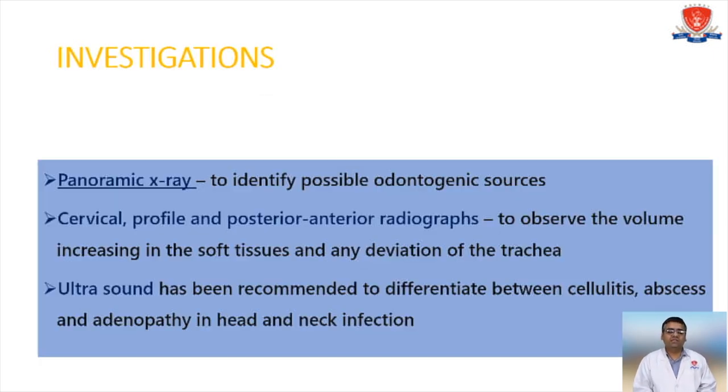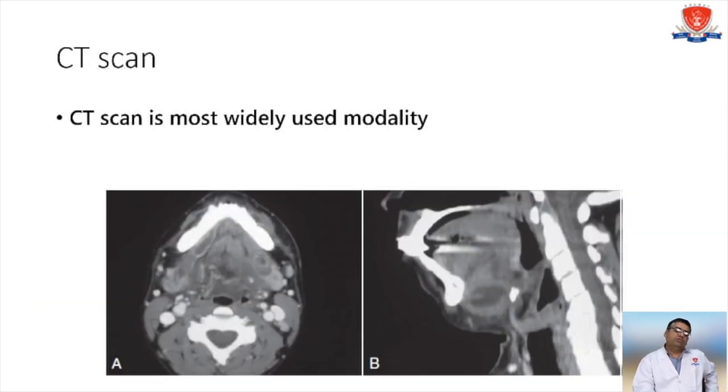What are the investigations? Panoramic X-ray to identify possible odontogenic sources; cervical profile and posteroanterior radiograph to observe the volume increase in the soft tissue and any deviation of the trachea; and ultrasound to confirm cellulitis, differentiate between cellulitis and abscess, and detect adenopathy in head and neck space infection. CT scan is also useful and most widely used.